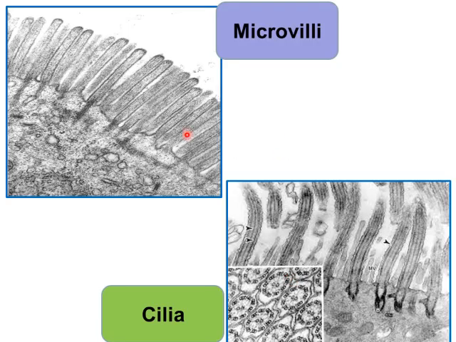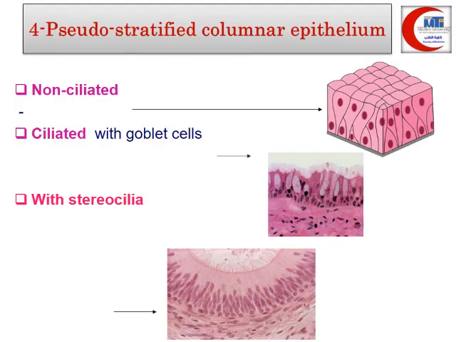This is the structure of the microvilli and the structure of the cilia, and you have studied in detail the structure of both types in the cytology lecture. The last type of the simple epithelium is called pseudo-stratified columnar epithelium. In this type, as we see here in the diagram, we have two types of cells: tall cells and short cells.